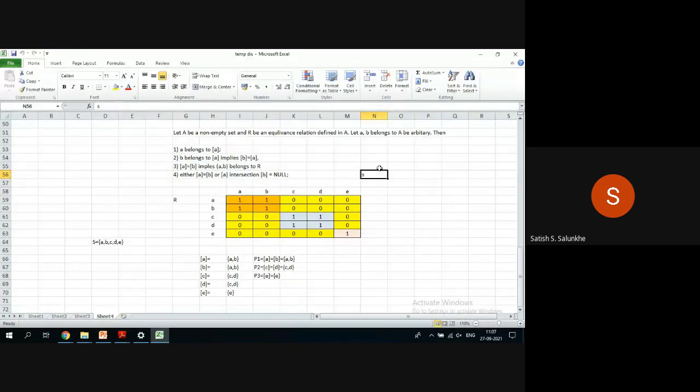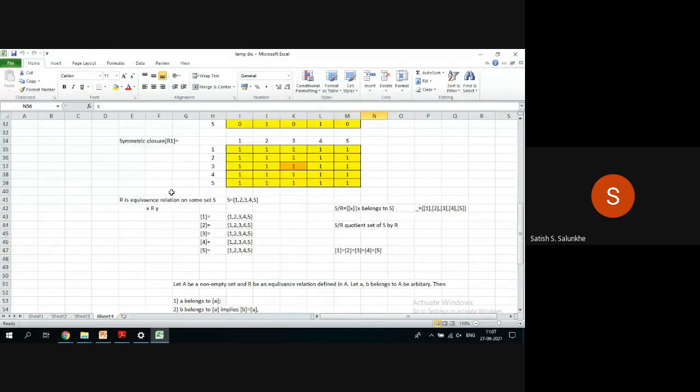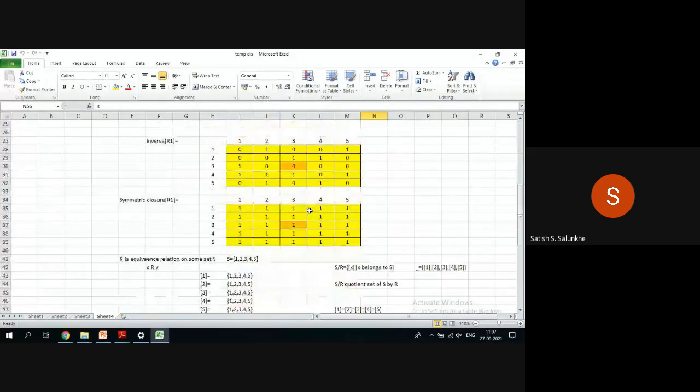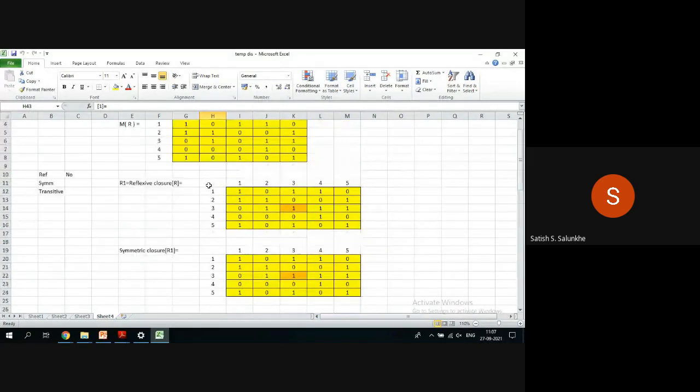In the previous session, we already discussed what is a partition, and we also saw how to find the equivalence class. We already saw the definition of the quotient set of S by R. This is exactly all the equivalence classes. What is an equivalence class? Basically, it is a collection of all the elements.